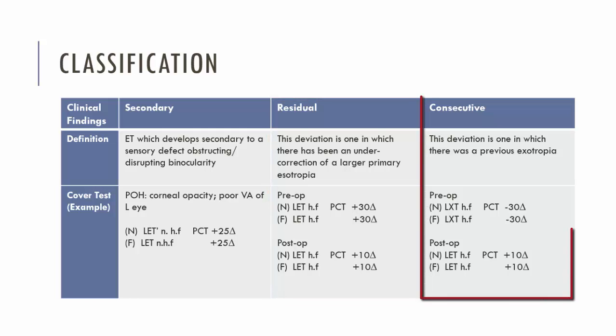Okay, and finally, consecutive esotropia. Here we have a patient who used to have an exotropia, has been operated on, and subsequently, post-operatively, has had an overcorrection and now has an esotropia.